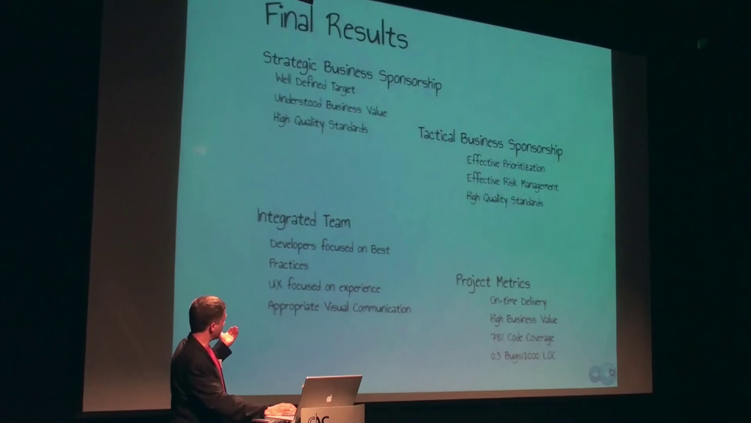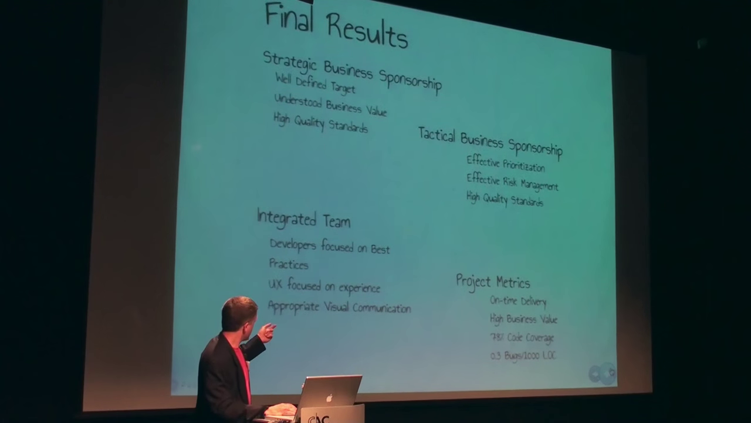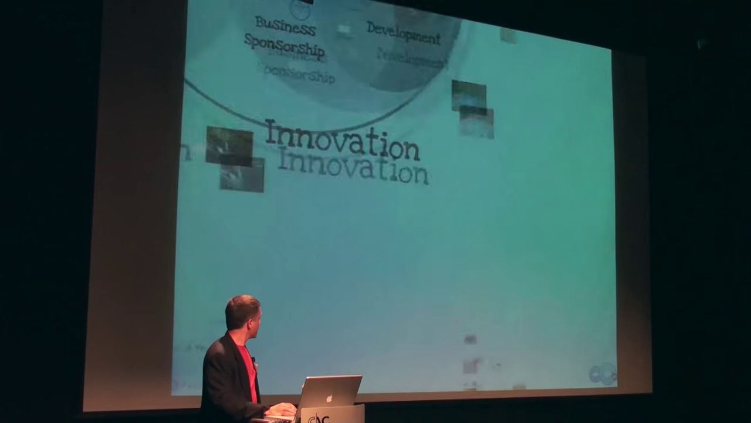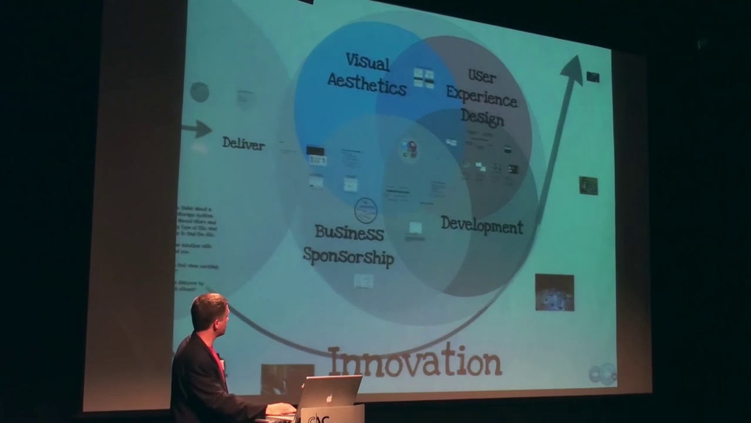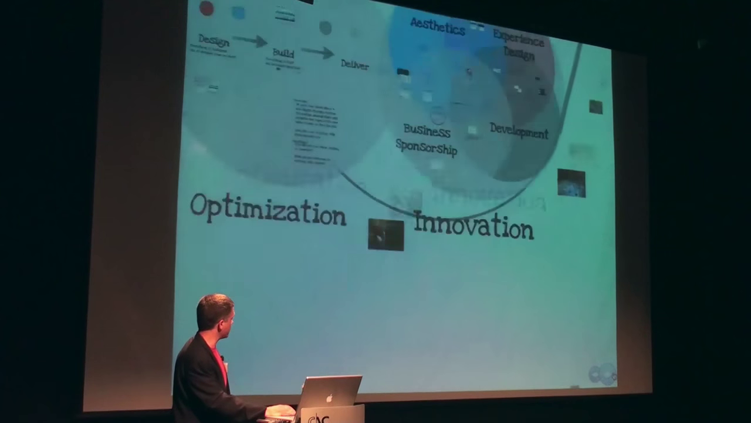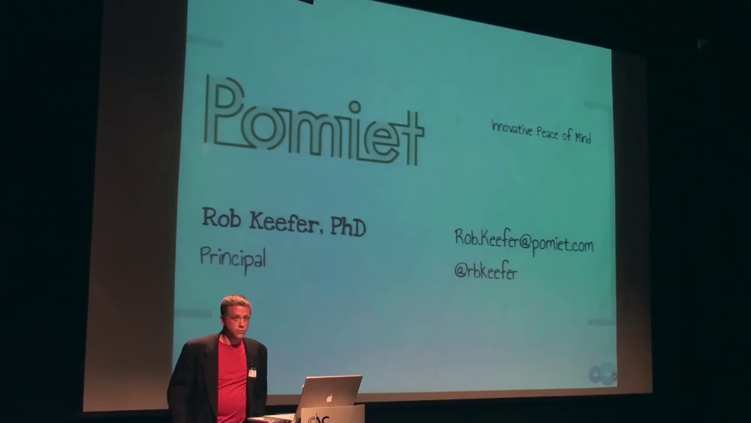So for that project in particular, we had good business sponsorship, we had a good integrated team. We had 78% code coverage, for those of you who are developers doing the TDD thing. We had 0.3 bugs per 1,000 lines of code, which is pretty much unheard of if you track that kind of stuff. Waterfall methods usually get about 30 bugs per 1,000 lines of code. So hopefully you get an idea of the benefits of all of these guys working together.